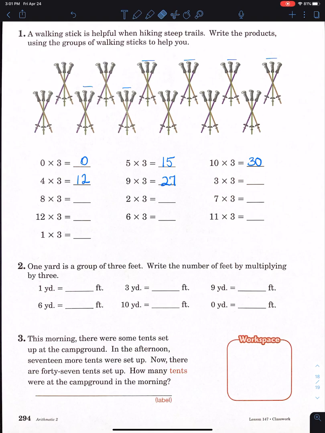All right. And the next one is 3 groups of 3. 3, 6, 9. 3 times 3 equals 9. 8 times 3, let's count up. 3, 6, 9, 12, 15, 18, 21, 24. 8 times 3 is 24.